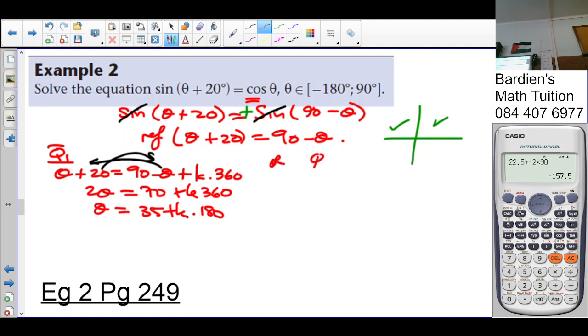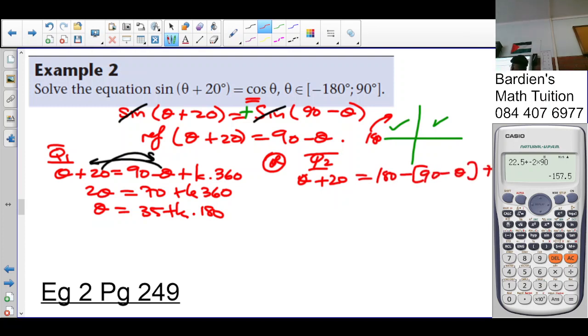Quadrant 2. Now to get to quadrant 2, it is 180 minus. So theta plus 20 equals 180 minus (90 minus theta) plus k times 360. Okay? So theta plus 20 equals 180 minus 90 plus theta plus k times 360.